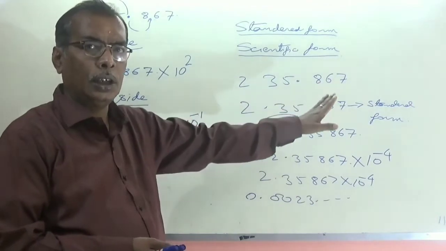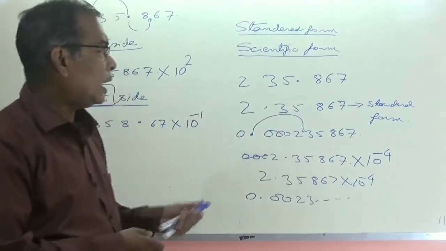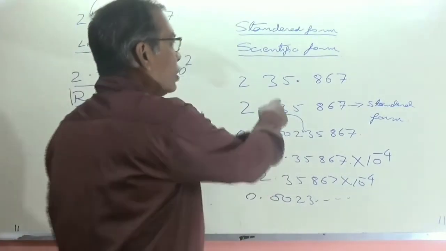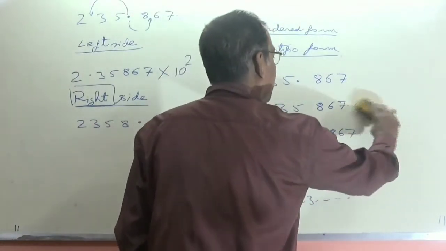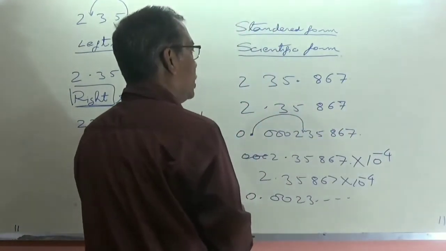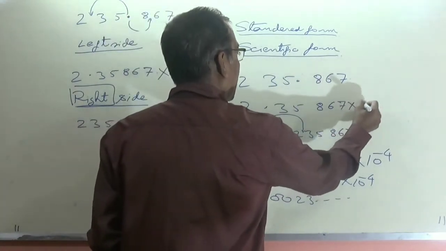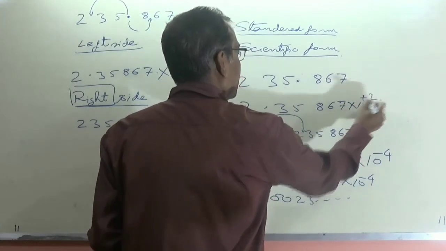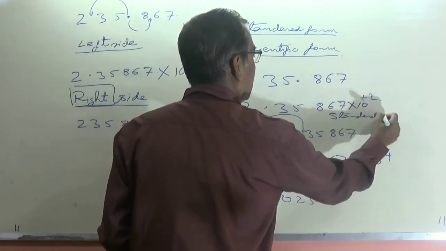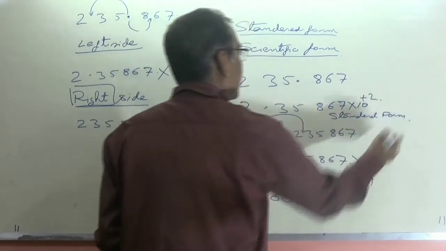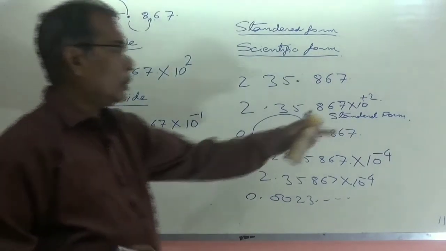2 point something, or after one place of decimals. I have written here wrong, because it is shifting to this side. So into 10 to the power, I forgot to write this particular thing. It will be into 10 to the power, it is coming here, left-hand side, into 10 to the power plus 2. This is standard form, or you can say scientific form. Right? These particular things you have to write.